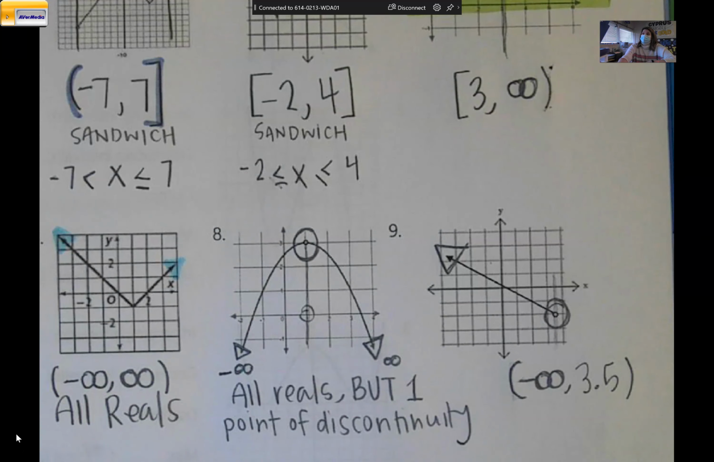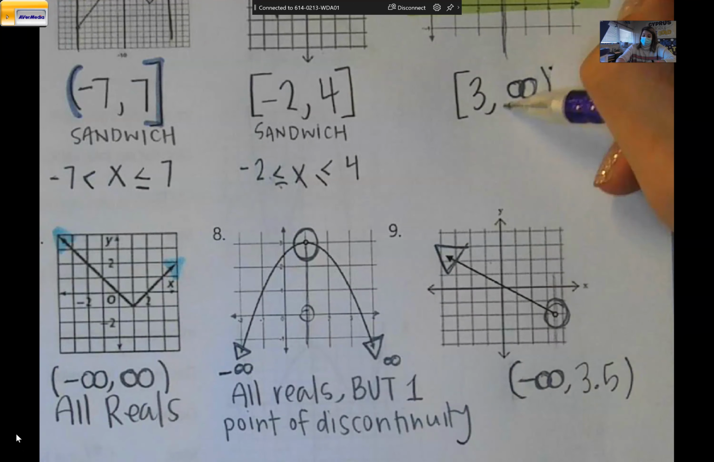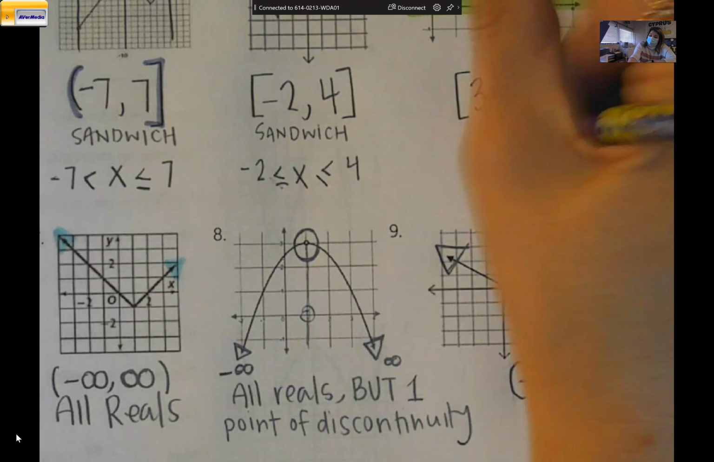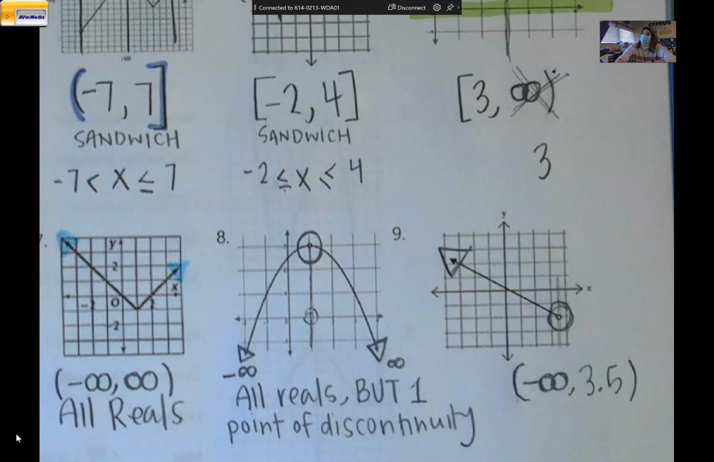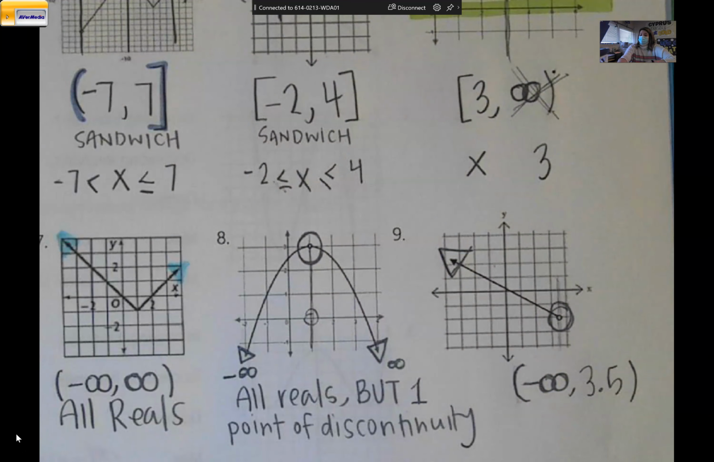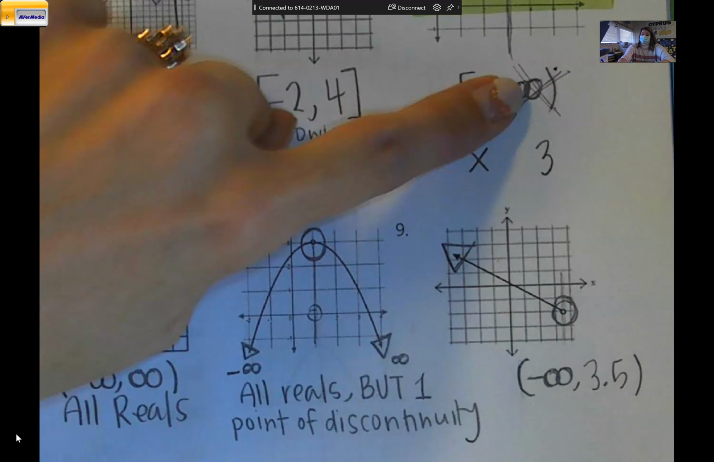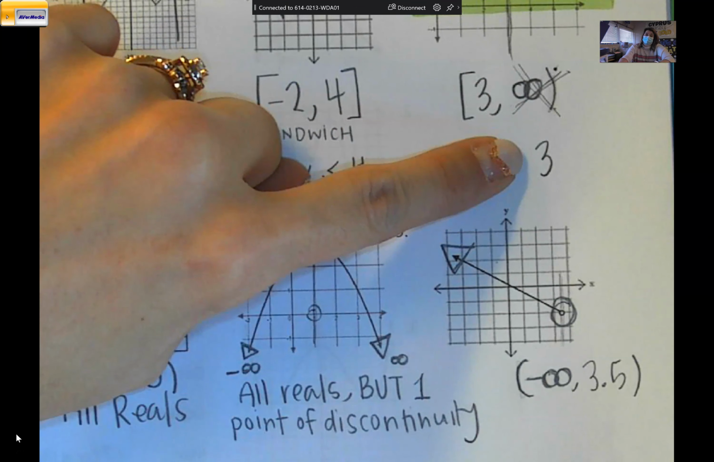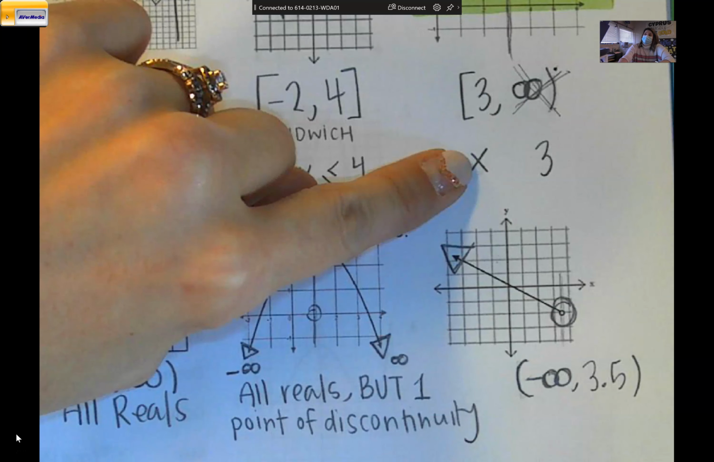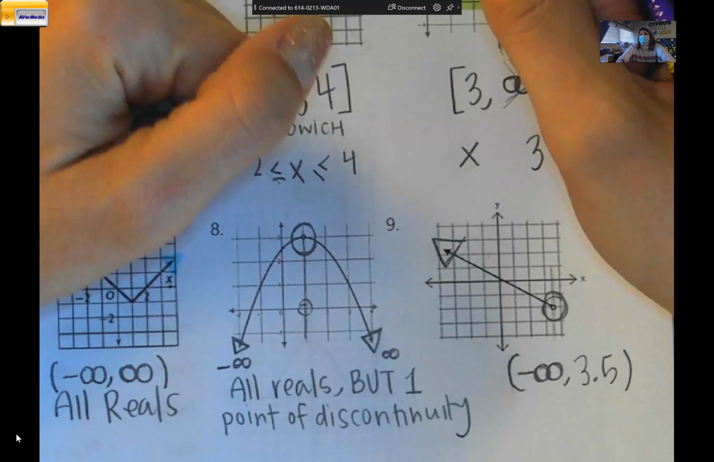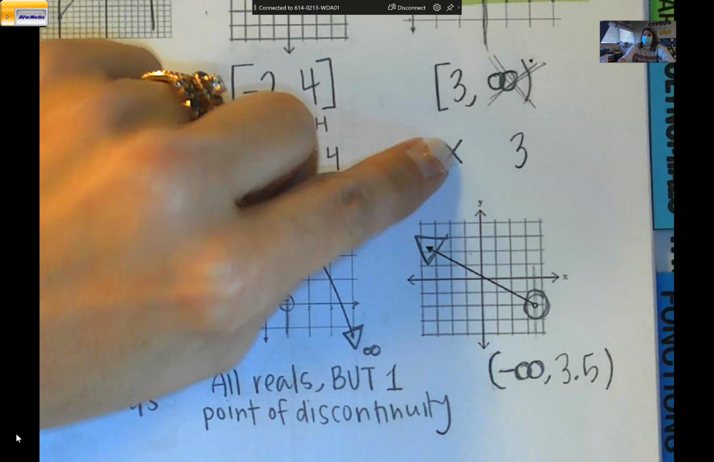No. If he is not a sandwich, you do not include infinity. You use the number that is in the bracket, and x goes on the left-hand side. So you leave out the infinity, you keep the number in the interval notation, and x is always on the left-hand side, always. Do not ever put your x on the right-hand side. Don't do it. It's horrible. X always on the left.